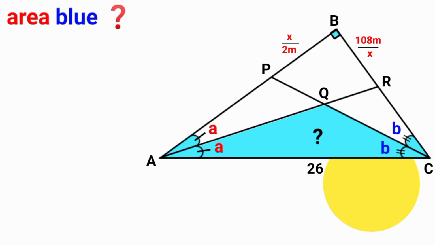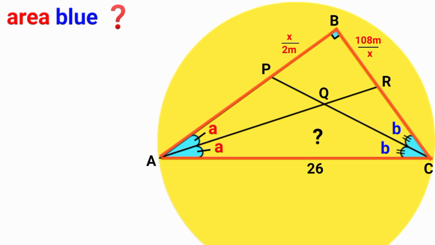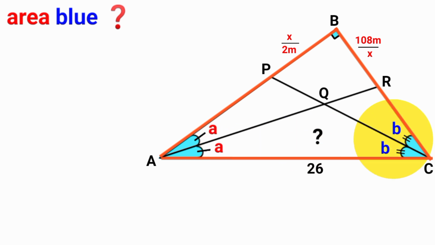So how can we solve this? How can we calculate the area of this triangle ACQ? Well, it is very simple. Starting from this triangle ABC, we can see this angle is a right angle. Here, this angle is divided into this A and this. Here also, this angle is divided into two B's.